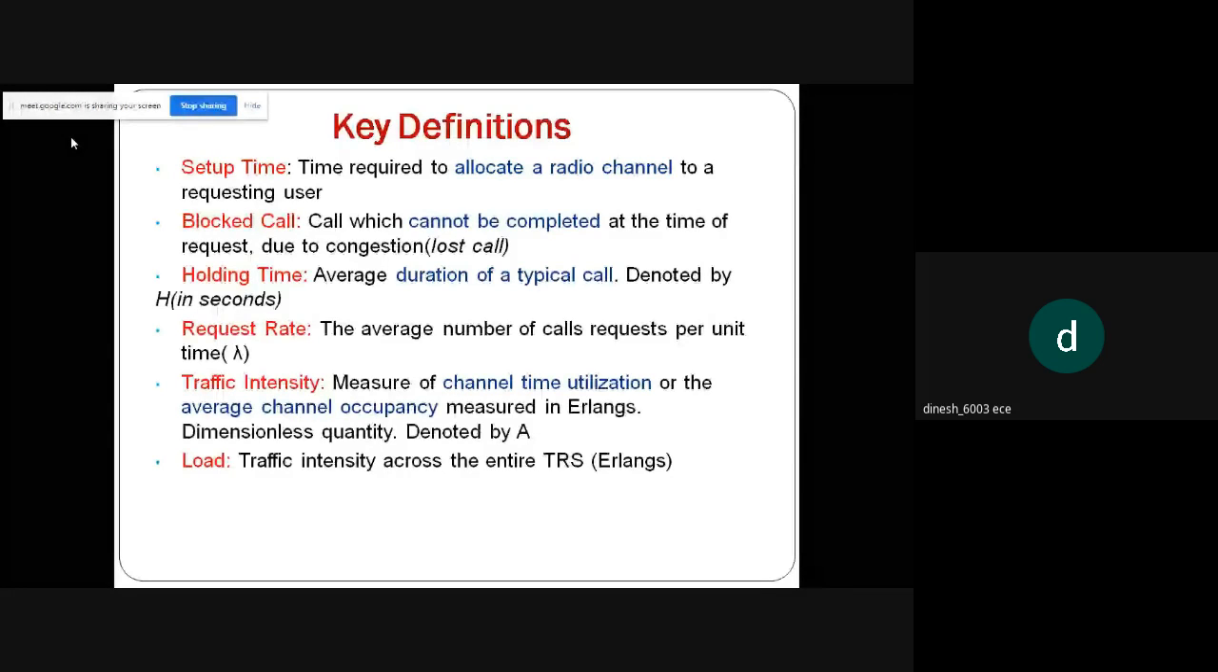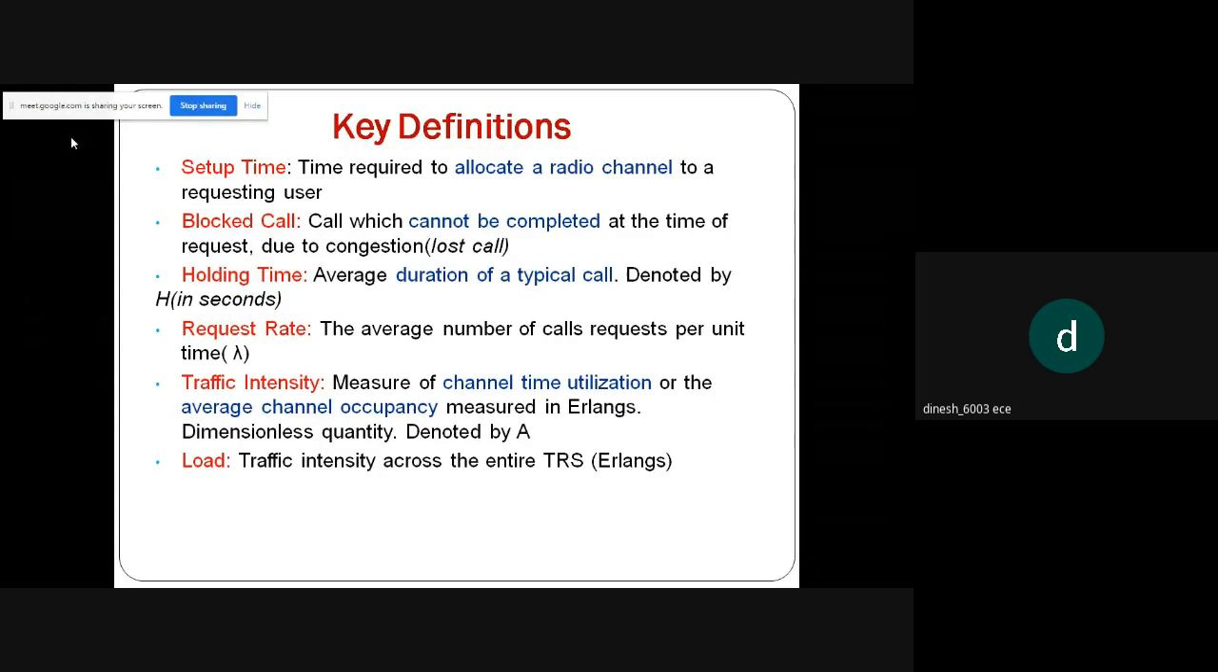Next is holding time. The average duration of a typical call, meaning when two mobile users are in conversation, that they are talking to each other. Okay, so that will take some time, right from the starting of the call to the end of the call. We call it holding time, which is denoted by H, measured in seconds. Okay, holding time.